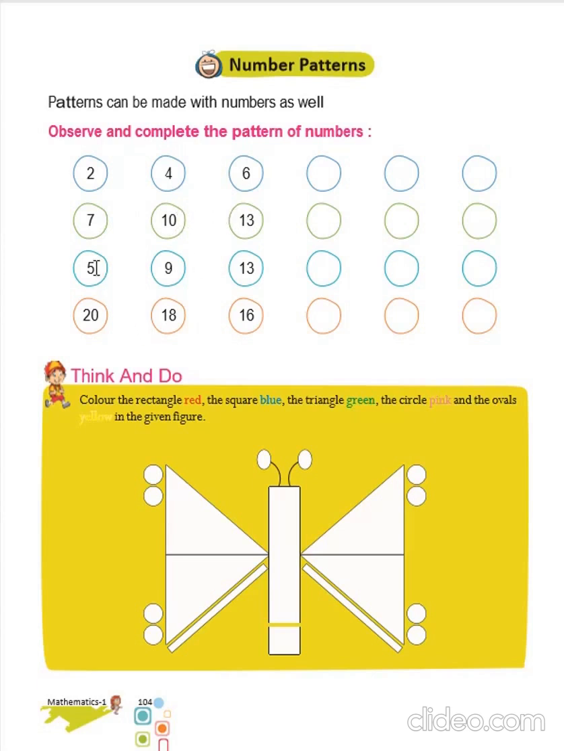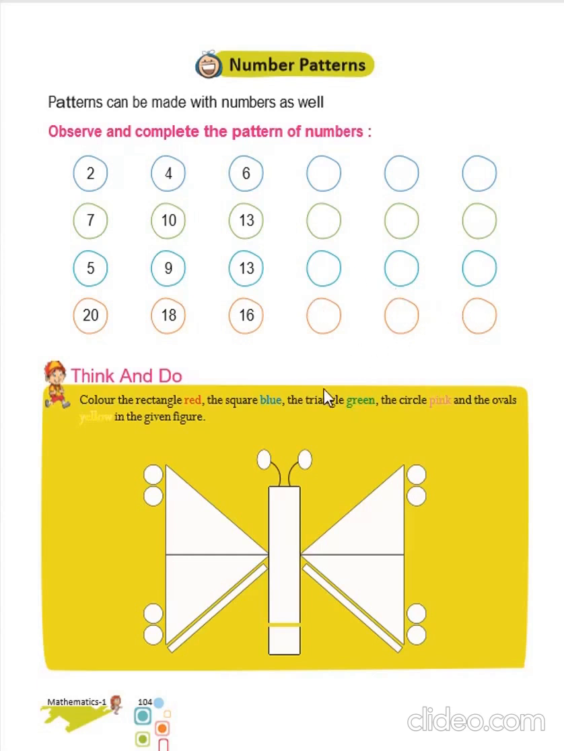Now come to this, 5, 9, 13. It has a gap of 4. 9 minus 5 is 4. 13 minus 9 is also 4. Now come to this series, 20, 18, 16. It is in descending order and it has a gap of 2. 20, then 18, then 16, then 14, then 12, then 10.